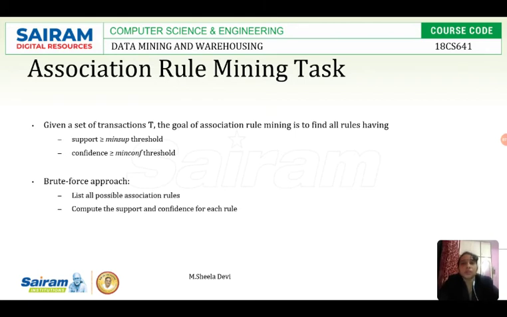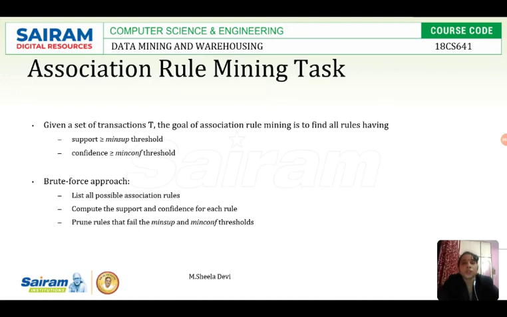Then the brute force approach. What are the approaches to mine the association rules? We have a lot of rules, so how are we going to select them? List all the possible association rules. If we have 10 data items, for all the 10 data items we generate the item sets, then create the association rules. List all the association rules and compute the support and confidence for each rule. Doing this for every rule is called the brute force approach. After that, prune rules that fail the minimum support and minimum confidence thresholds.